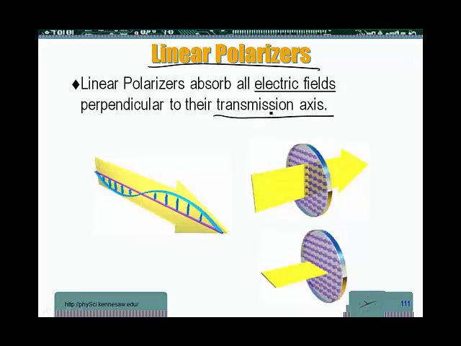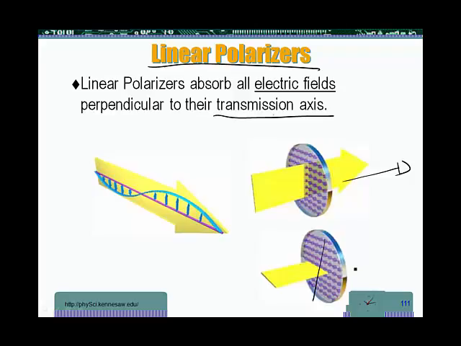Along the transmission axis, if the electric field is parallel to the transmission axis, light is going to be transmitted unaffected by the polarizer. However, if the electric field is perpendicular to the transmission axis, then the polarizer is going to block it.